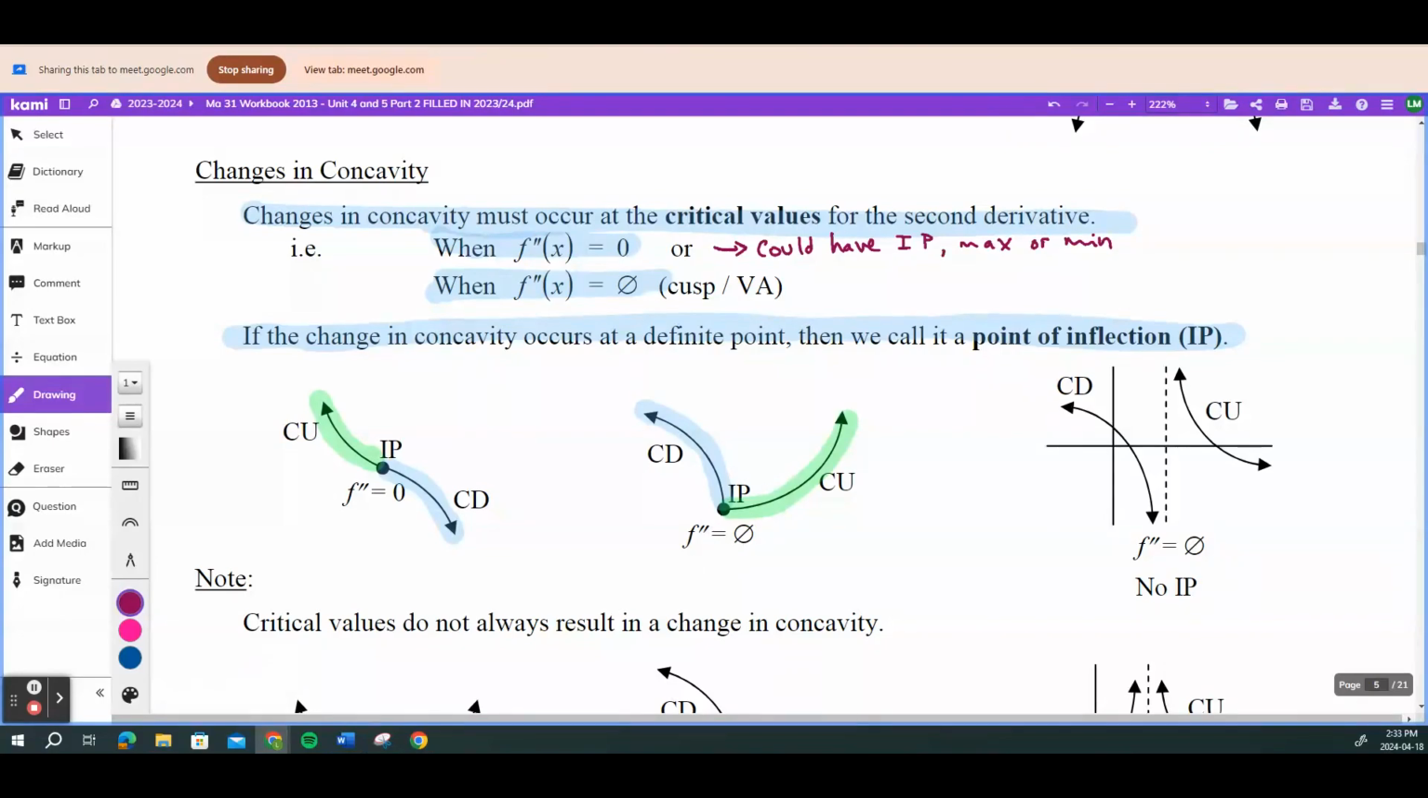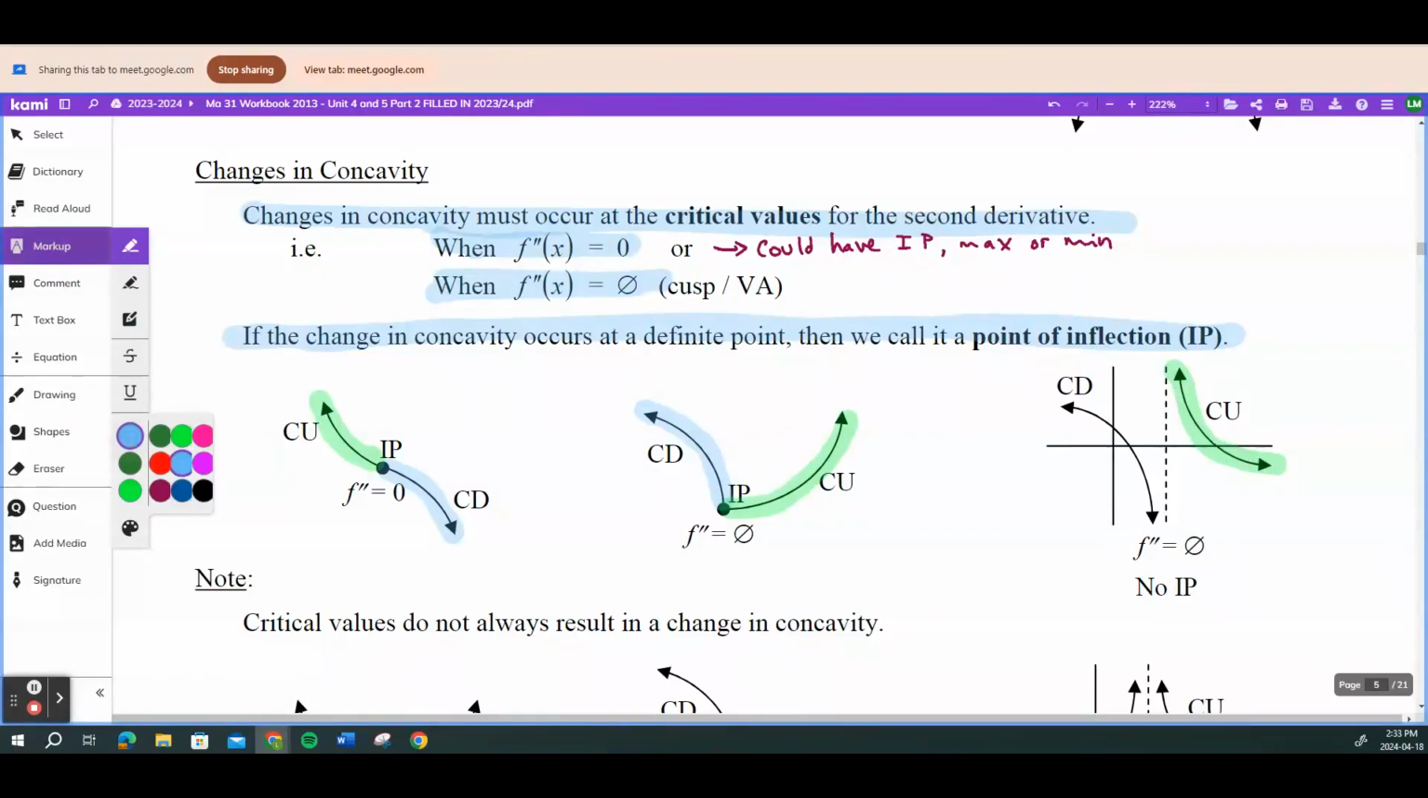Okay. And then for our third case here, we start at concave down and we go to concave up. However, there's a vertical asymptote, so our second derivative is not going to exist where the vertical asymptote is, and because the graph is not continuous at that point where the concavity changes, that's why there's no inflection point.